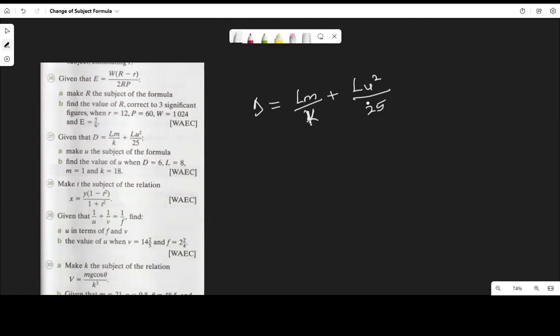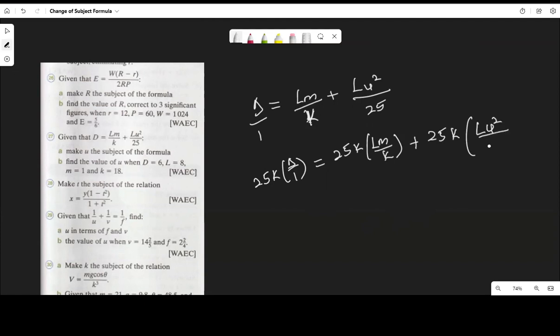To do that, let's first of all solve this fraction. The LCM of K and 25 is 25K. So I'm going to multiply each term of this equation by 25K so I can clear the fraction. 25K multiplied by D over 1 is equal to 25K multiplied by Lm over K plus 25K multiplied by Lu squared over 25. K will cancel K, 25 will cancel 25.